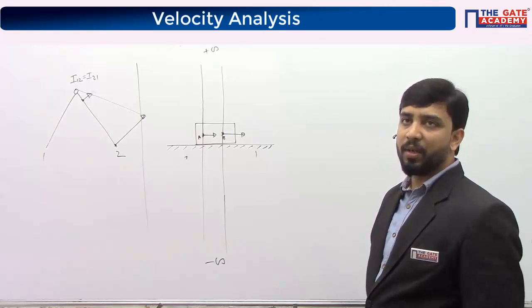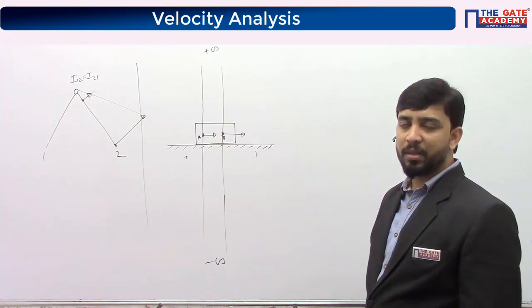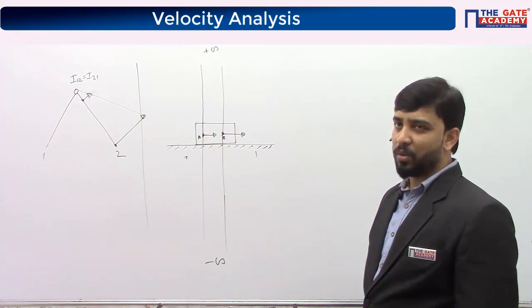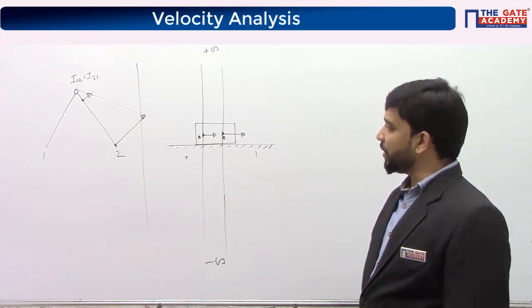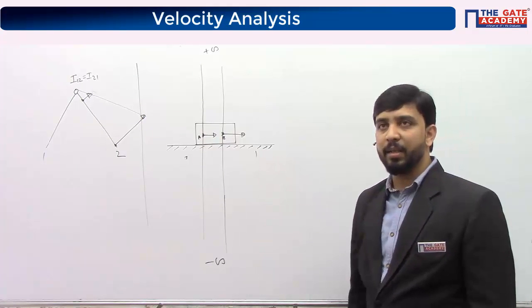Only the hinge doesn't have relative velocity. All of the points on the two links will have relative velocity with respect to their coincident points, except that particular hinge. Just write down like this, sliding pair.